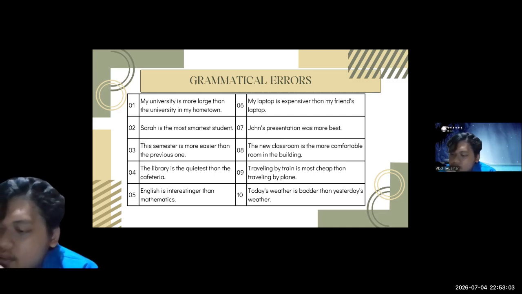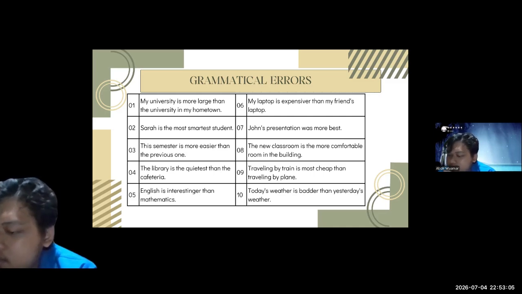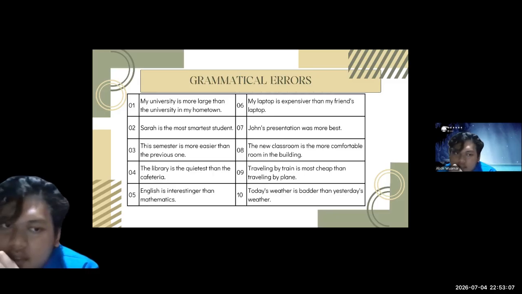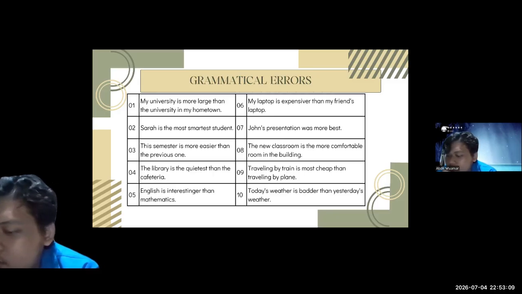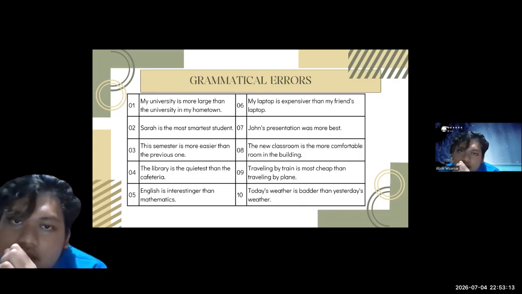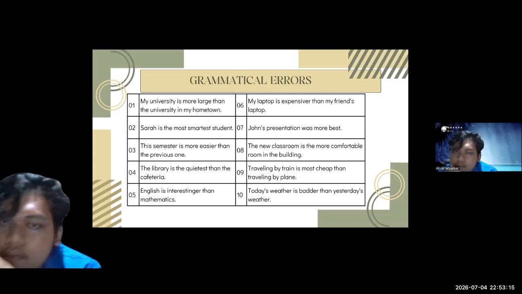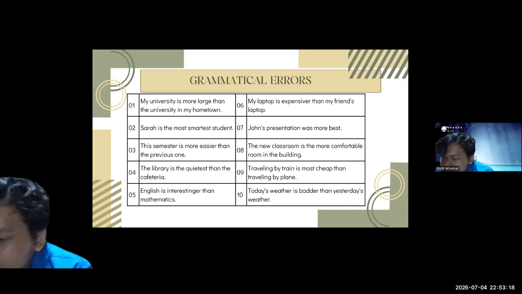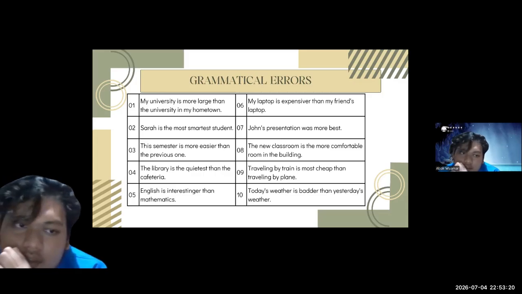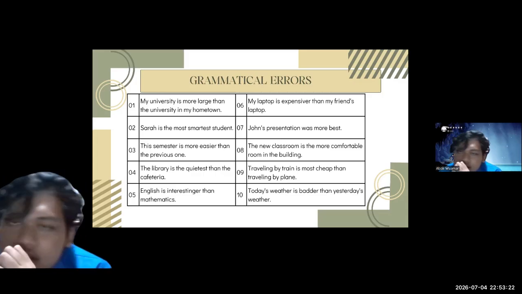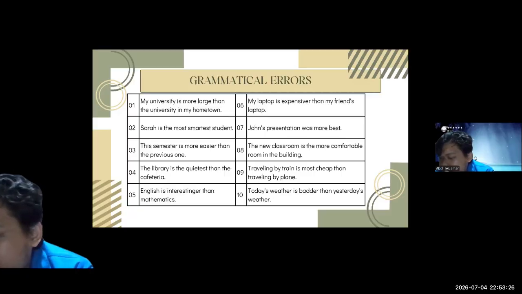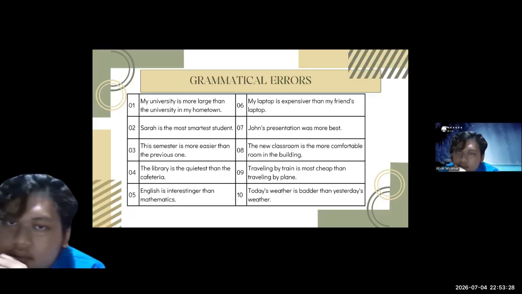Interesting is incorrect comparative formation. So change it to more interesting. Six, my laptop is expensiver than my friend laptop. This time, like sentence five, is an error from incorrect comparative formation. The word is expensiver.